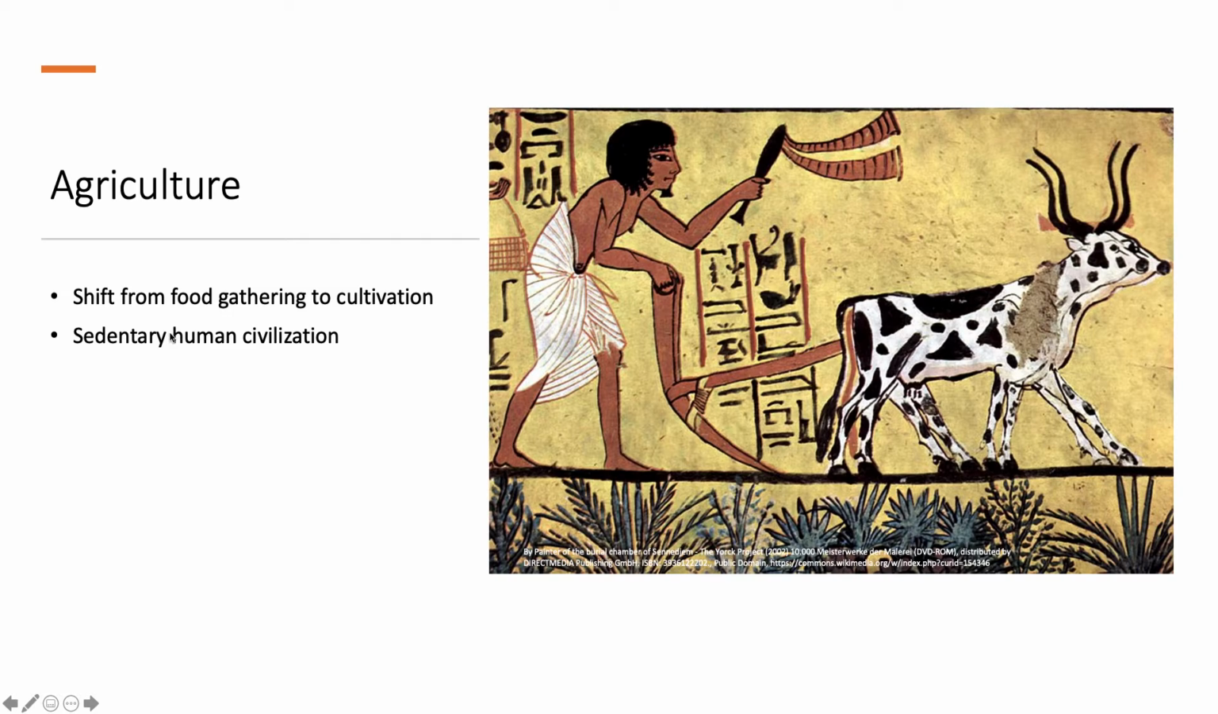Now, when did agriculture begin? When agriculture began, there was a shift from the food gathering method or lifestyle of humans to cultivation. So this resulted in a sedentary human civilization, which is what we have right now.